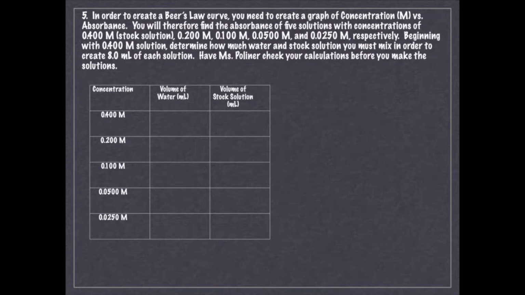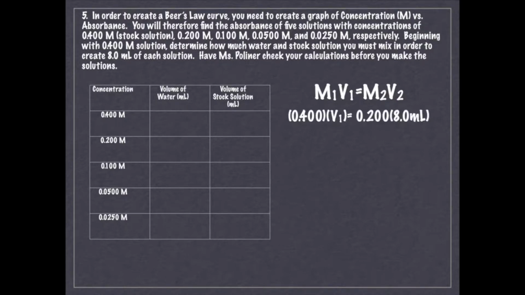You're going to be using the dilution formula, M1V1 equals M2V2. M1 and V1 are going to be your concentrated solutions. M2 and V2 are going to be your dilute solutions. Okay? So, here's my calculation. M1 is my concentrated solution, my stock. I have a 0.400 molar solution.